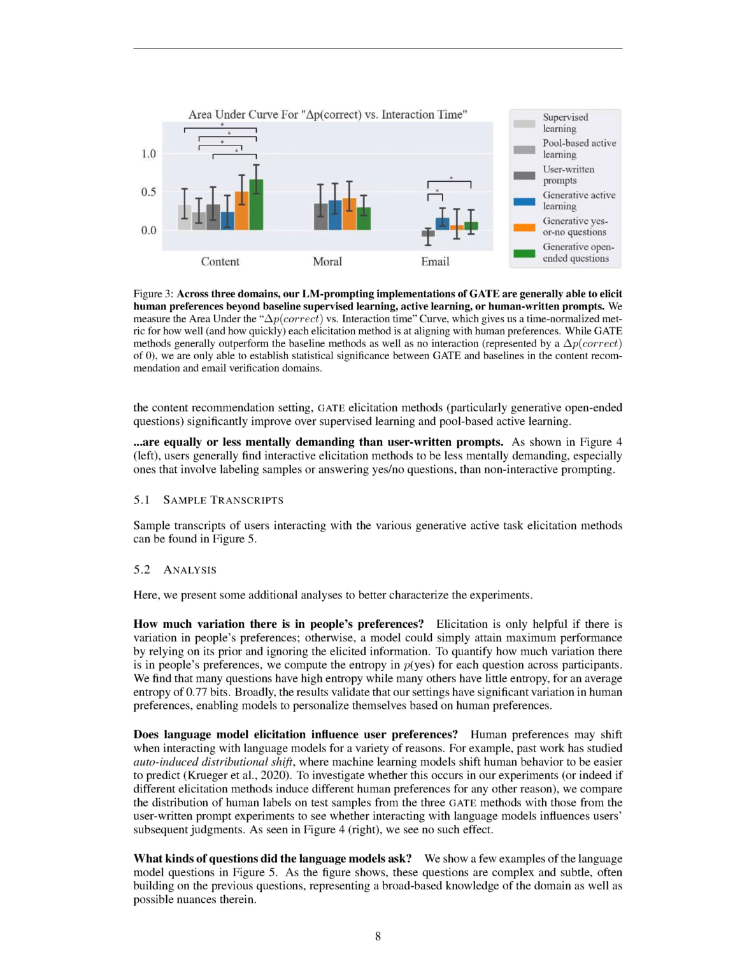Section Summary. The baseline method for eliciting preferences in this study involves participants writing a paragraph describing their preferences, which is then used to prompt a model to make decisions. The evaluation metrics measure how well models can predict the probability of users answering questions a certain way, and a classification-based metric is used to assess the average change in the probability of the model assigning to the user-preferred answer over time. The results show that GATE methods successfully elicit human preferences and are comparable to or better than other elicitation methods, while also being equally or less mentally demanding than user-written prompts.